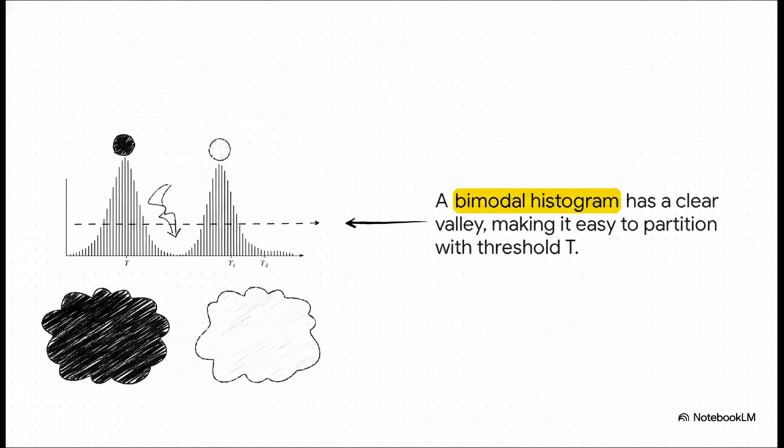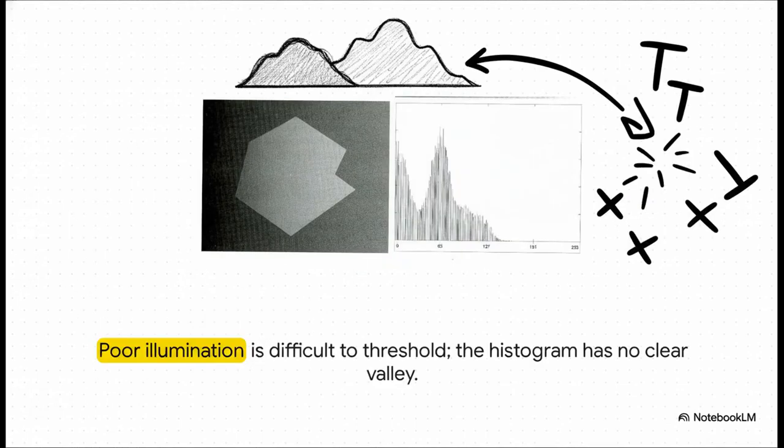And picking our threshold T, it's as easy as finding the nice, clear valley right between them. But now look what happens when we have uneven lighting. That beautiful, clean separation just completely disappears. The two mountains basically collapse into one big, messy, jumbled up hill. There's no obvious valley anymore. There's no single right place to put our threshold T. Any number we pick is going to be wrong for some part of the image.